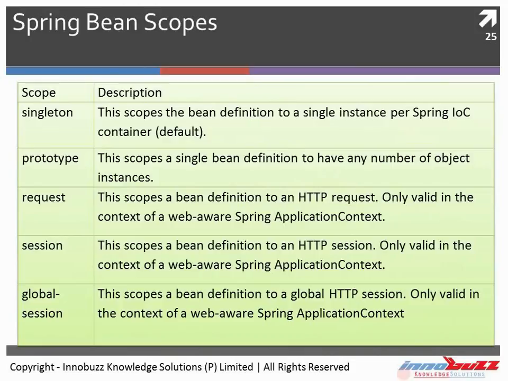Request scopes a bean definition to an HTTP request, only valid in the context of a web-aware Spring application context. Session scopes a bean definition to an HTTP session, only valid in the context of a web-aware Spring application context. Global session scopes a bean definition to a global HTTP session. Again, it is valid only in the context of a web-aware Spring application context. So these are all used in web application development: request, session, global session. And important to speak about Spring bean development with POJOs are singleton and prototype.